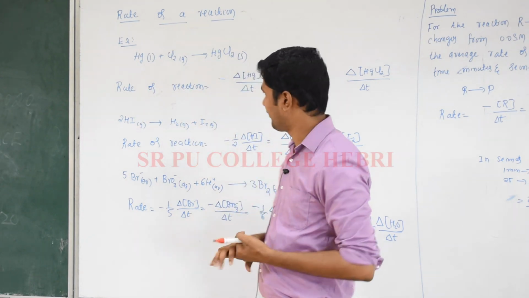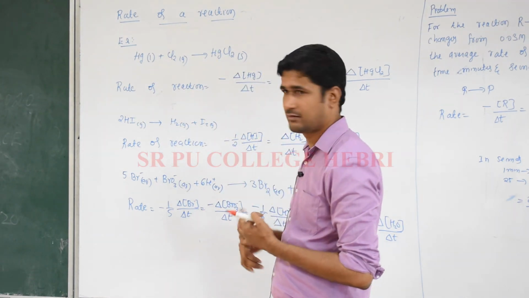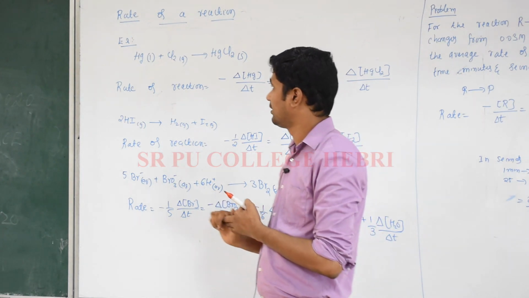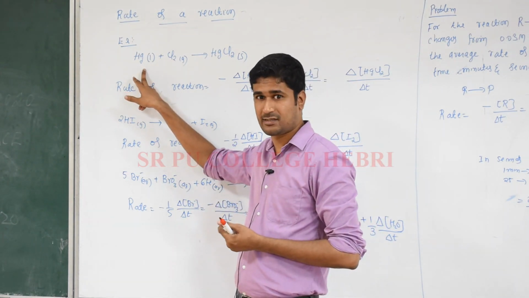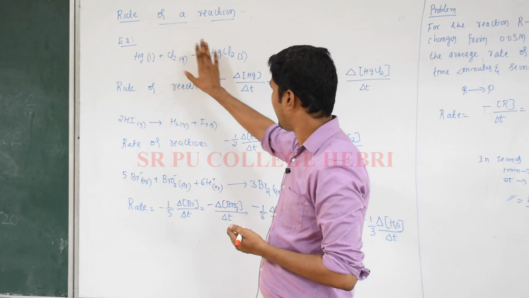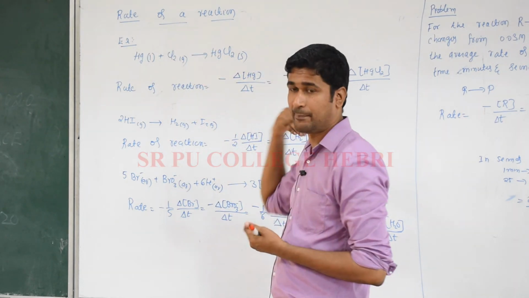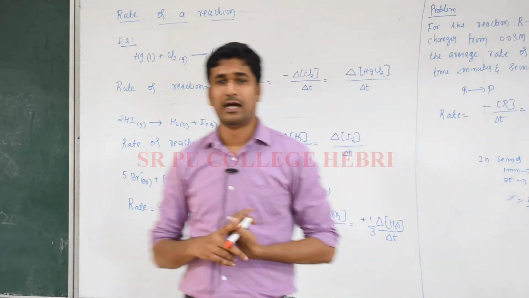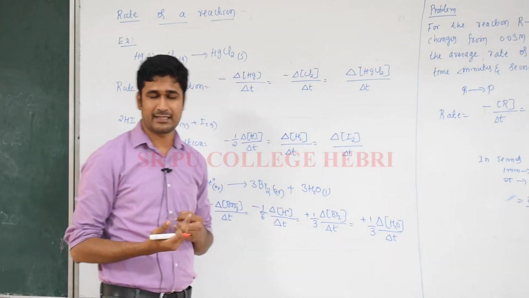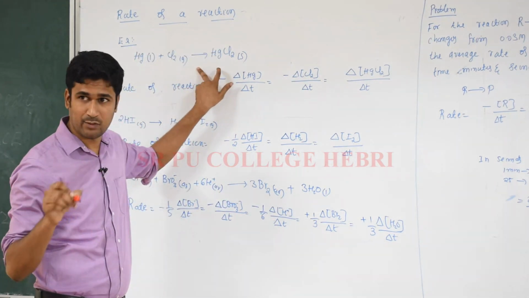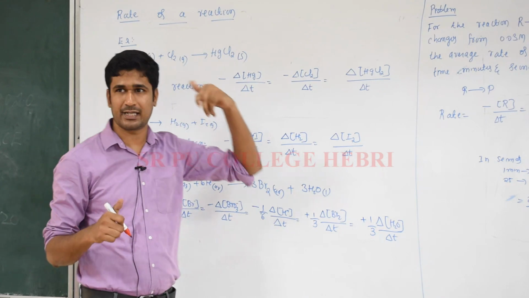So for this type of reaction, how to write the rate? Rate is nothing but the rate of disappearance of reactant and the rate of what? Appearance of product. Always the rate of the disappearance of reactant is equal to the rate of formation or appearance of product.